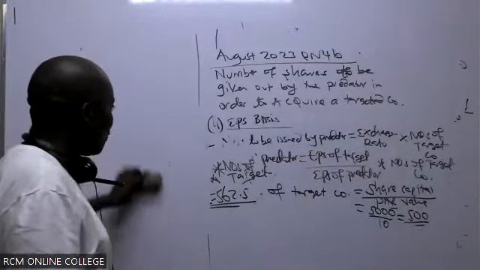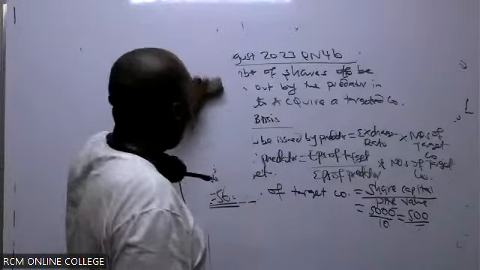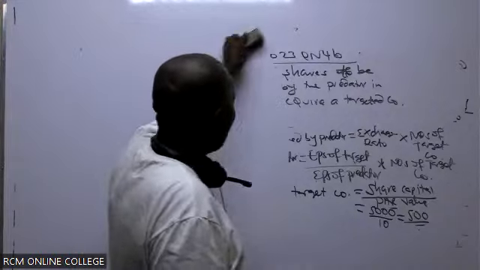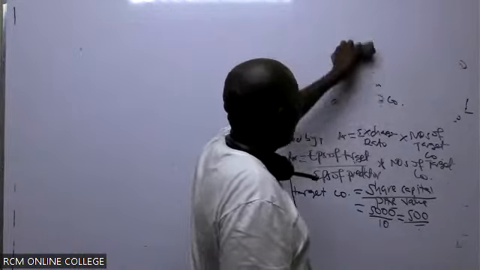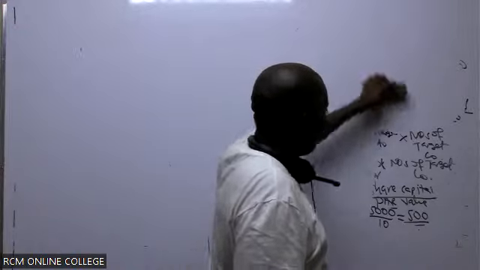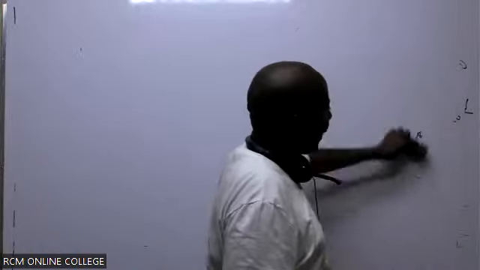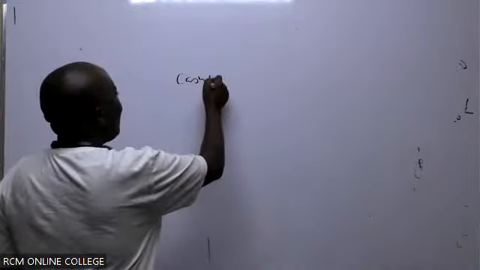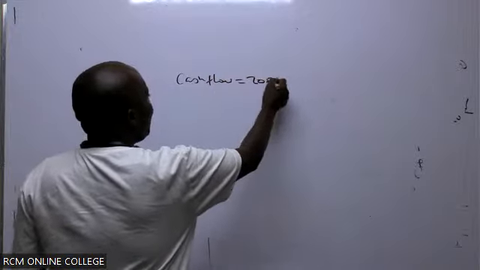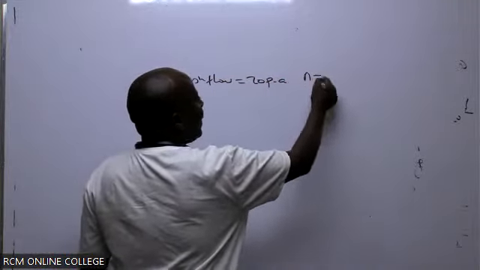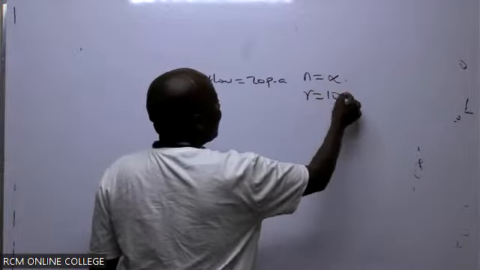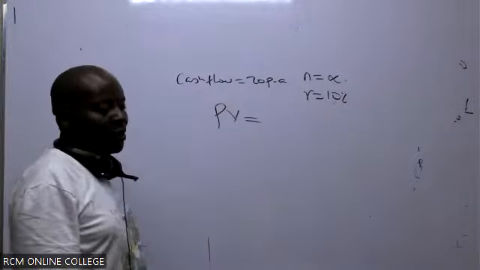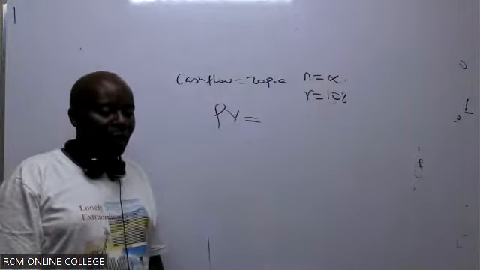Let me start by asking you a question. Ladies and gentlemen, if you are in a situation where somebody promises you Kenya shillings 10 million every year, indefinitely. So you're given here a cash flow of 20 per annum, and then N is indefinite, and R is 10%. Is there anybody who can give me the present value?